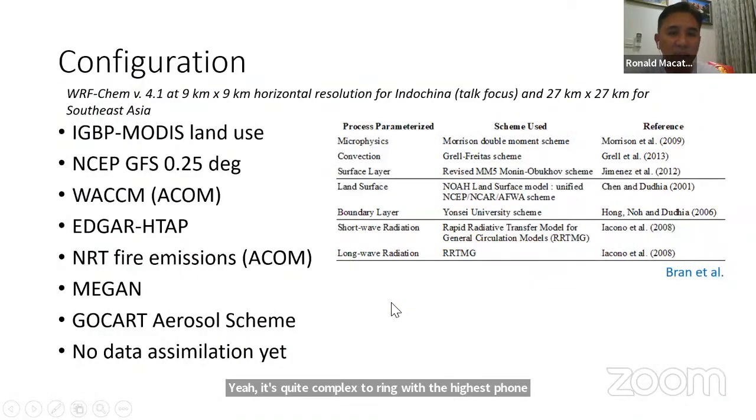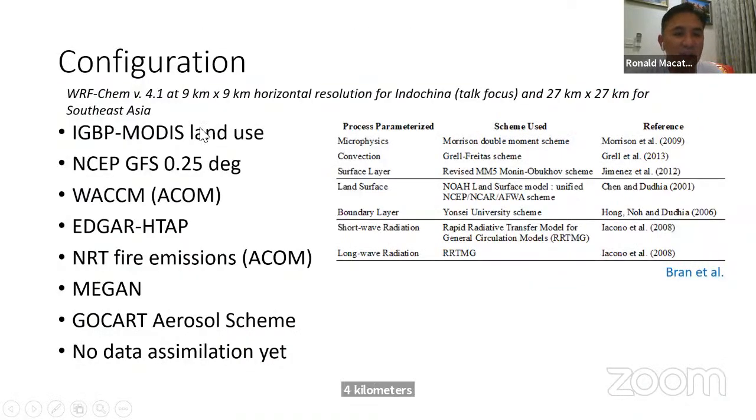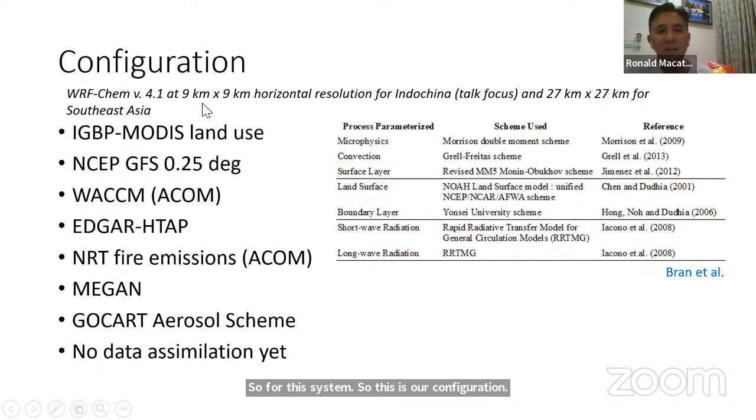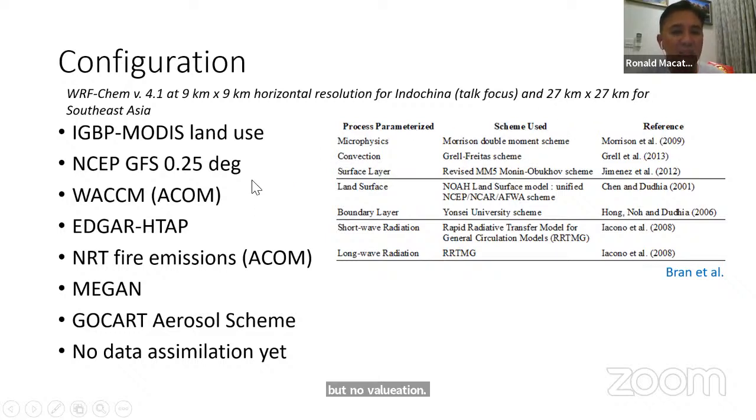For this system, this is our configuration. We use version 4.1. We use 9x9 kilometer horizontal resolution for Indochina. For Southeast Asia, which we also run experimentally but have no validation for yet, we ran at 27x27 kilometers. Our HPC is still a bit limited, but we hope to upgrade it soon.